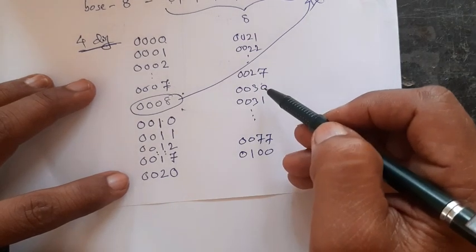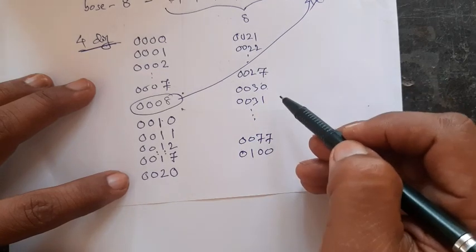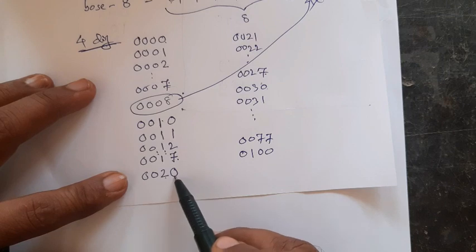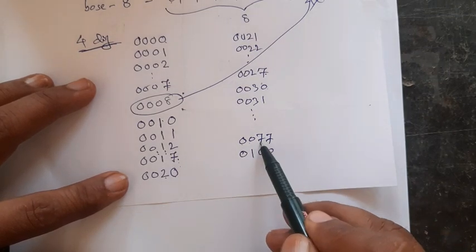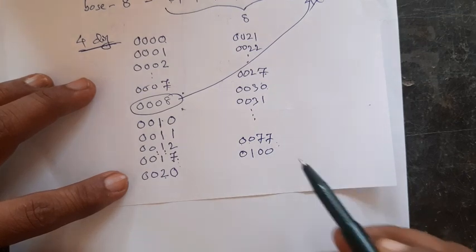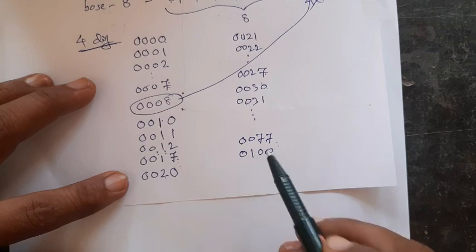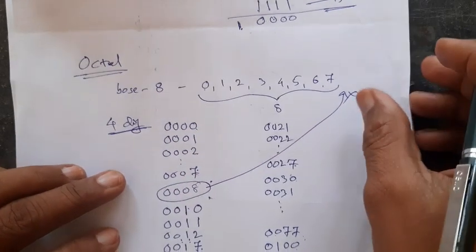Why after 27 is there 30 directly, where is 28, 29? Similarly, he may ask why after 17 there is directly 20, why not 18 and 19? After 0077, that is 77, why not 78, 79, up to 99 and then 100, why is it directly 100? But it is correct for the octal number system, correct for the octal number system.